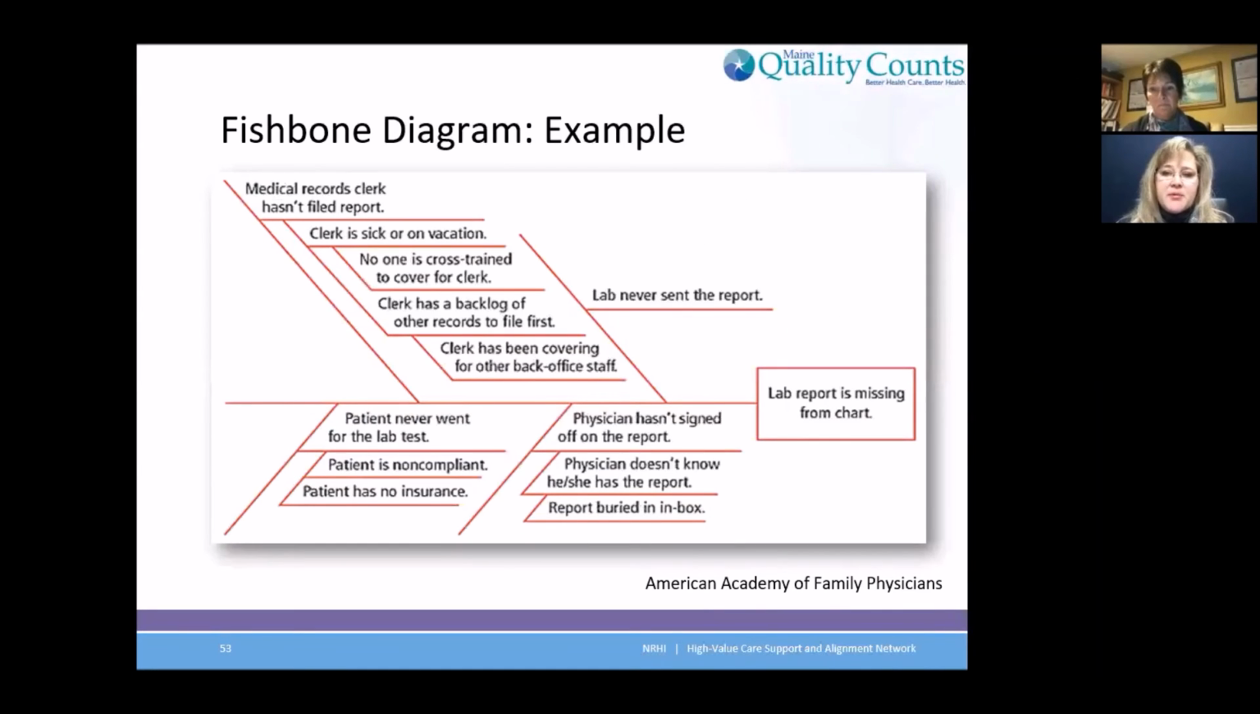Again, here's another example. So we've got a lab report missing from the chart. So let's talk about this. This seems to be something that keeps happening. What is it? We know that this is a problem, and we know it's a very important one, and we really need to look at this as a team. So let's talk about all the things that impact the fact that this lab report is missing.